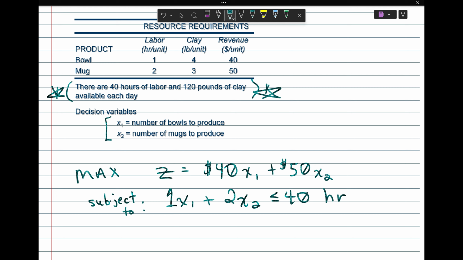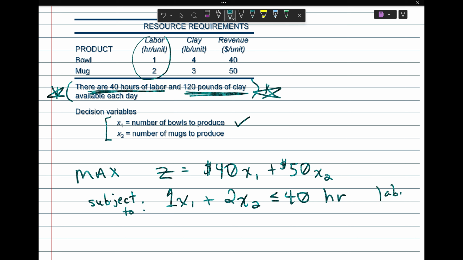Please take a look at where I got the 1 and the 2 from. I got them right up there, because we're talking about this one out here. There are 40 hours of labor, right? So labor is for the bowl and the mug. What's the other constraint? 120 pounds of clay each day.